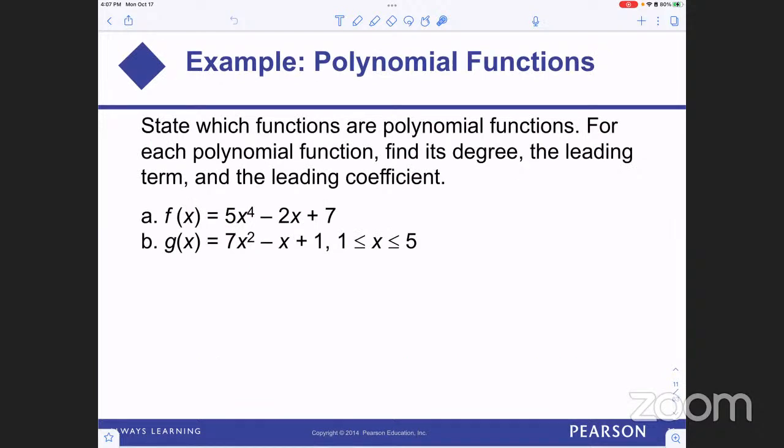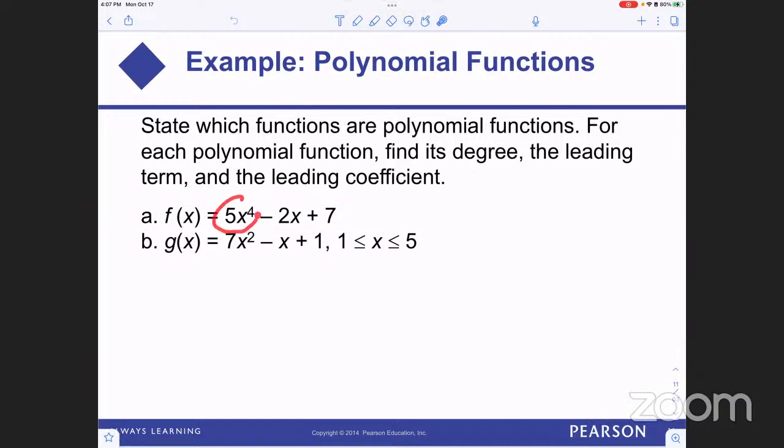Here we're asked to say which functions are polynomial functions. For each polynomial function, find the degree, the leading term, and the leading coefficient. If you had to guess, would you guess that A is a polynomial, yes or no? What do you think? Yes, right?